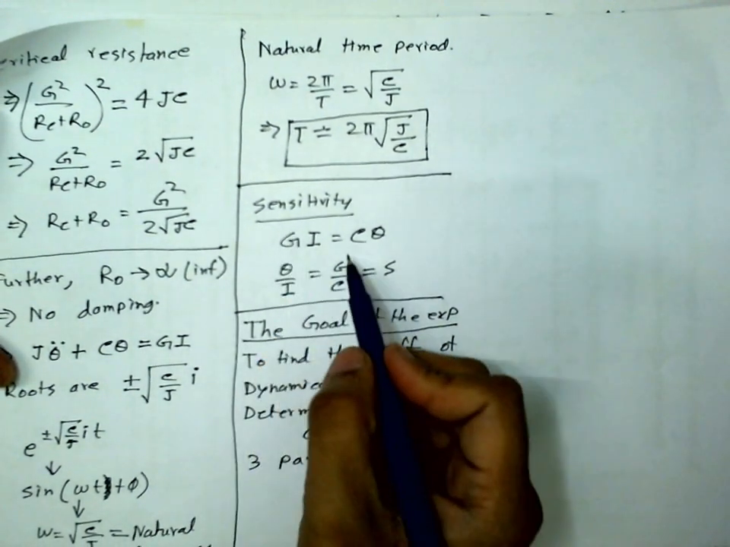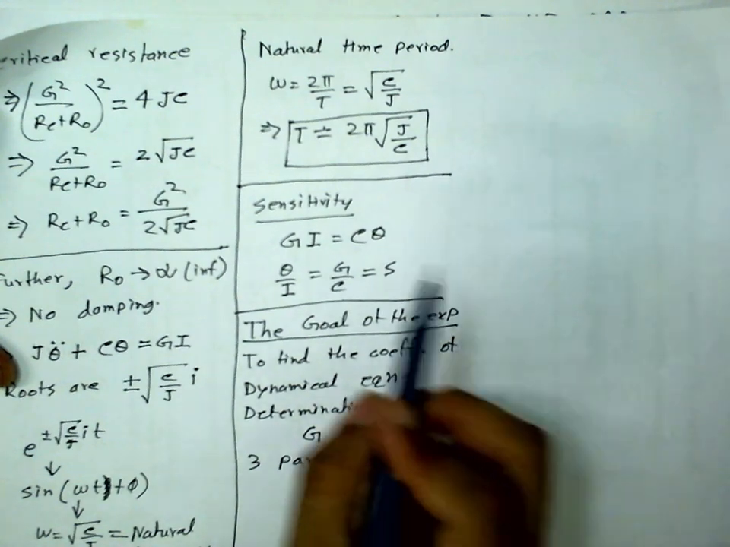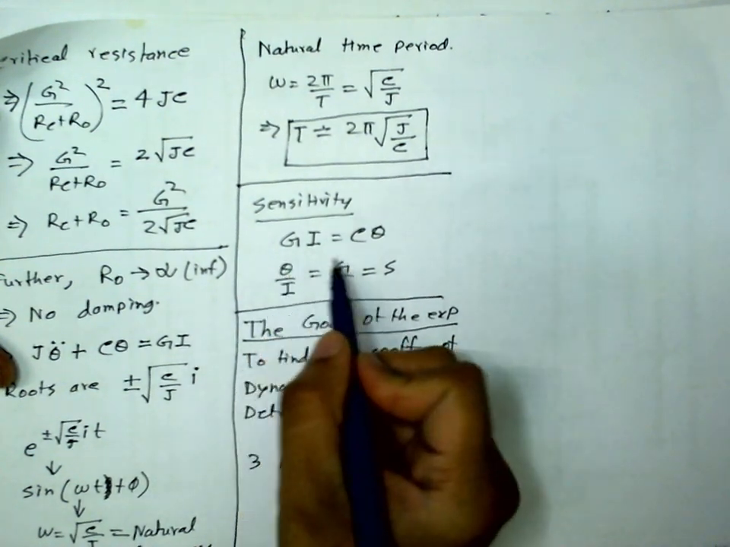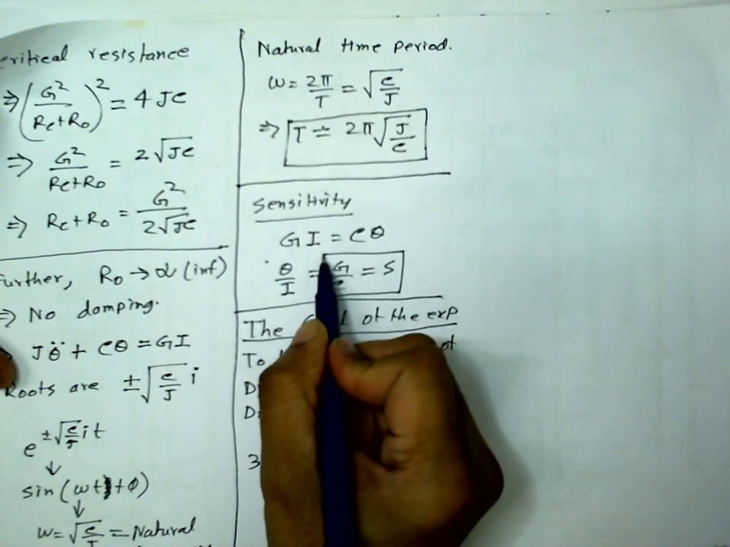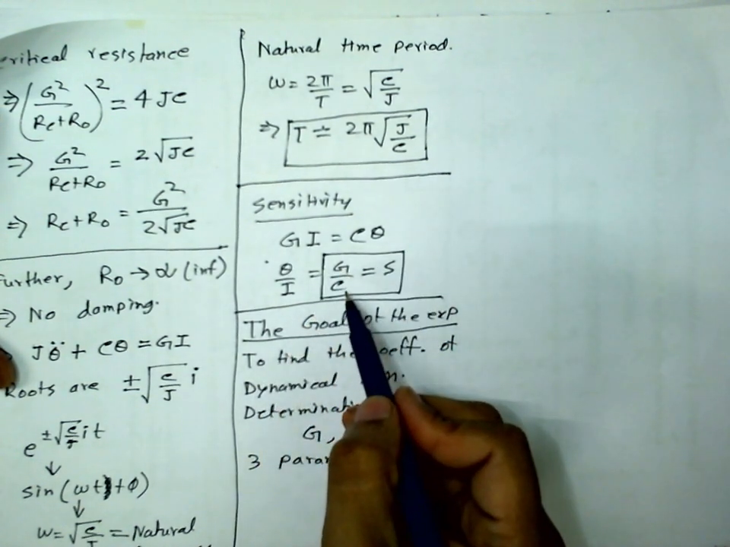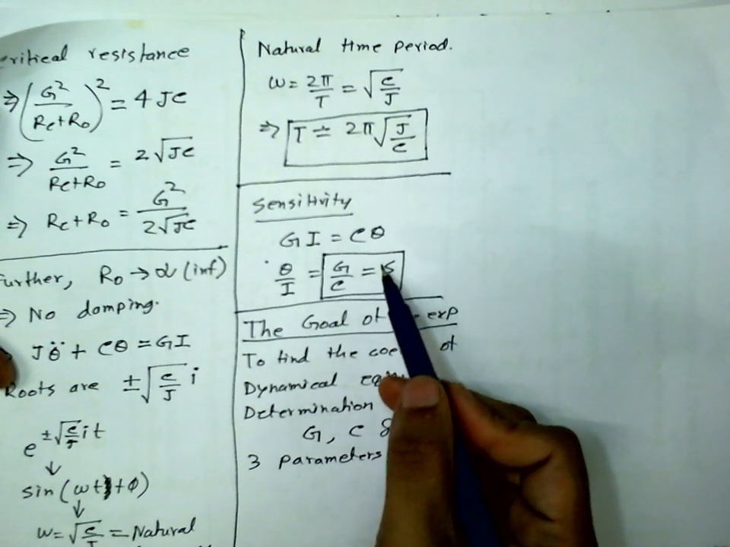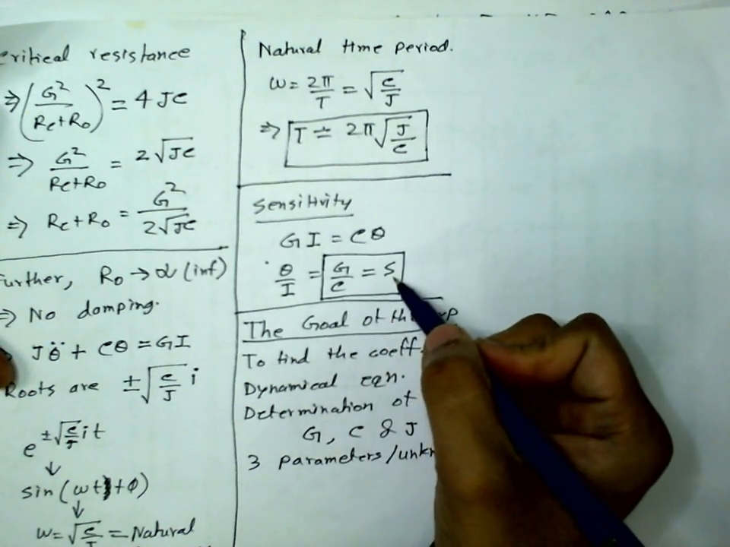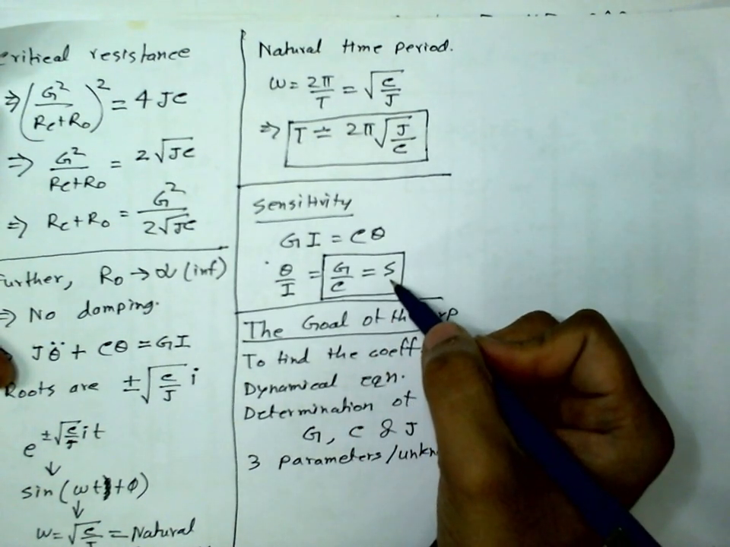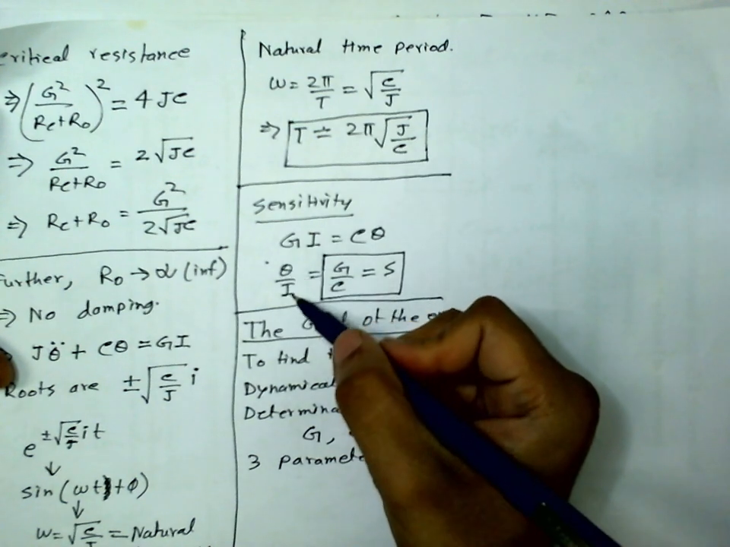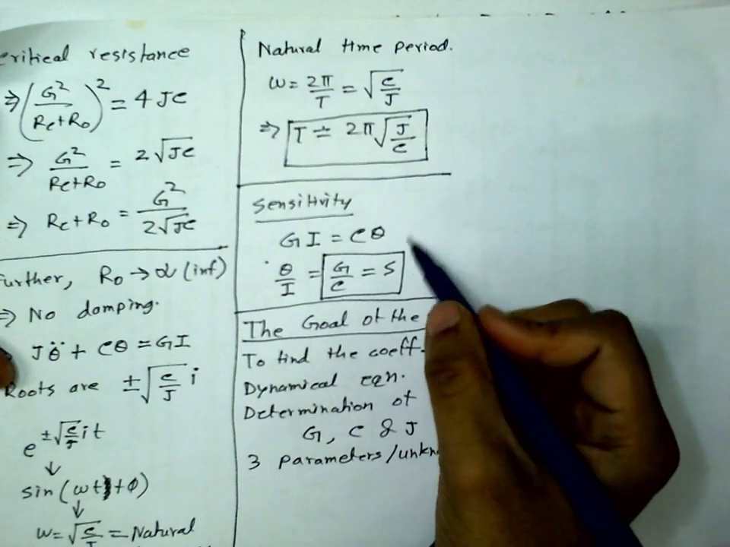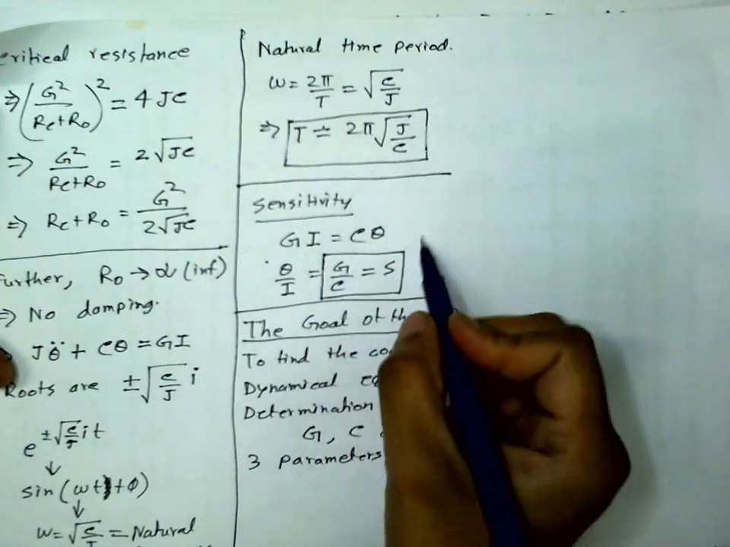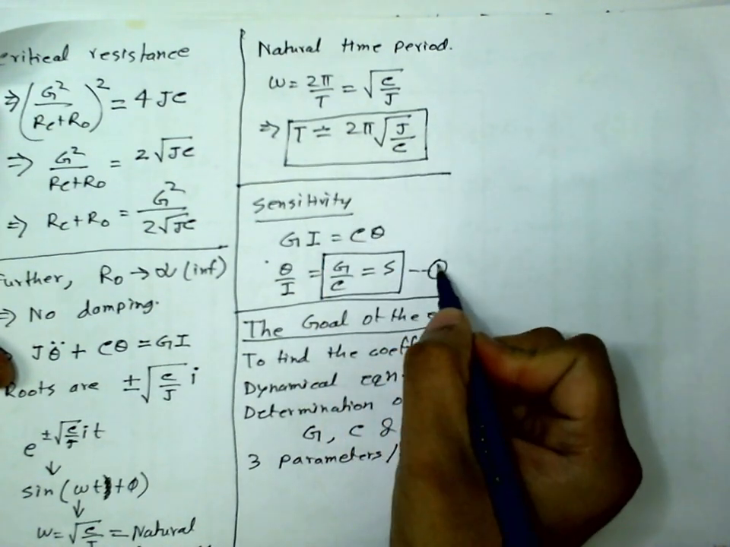and right at this moment we have three equations involving these parameters. One is here, G by C equal to S, where this S is the sensitivity. This is deflection per unit current. This can be measured easily. We'll do it. This I can call equation 1.